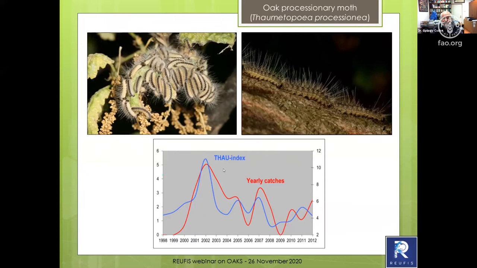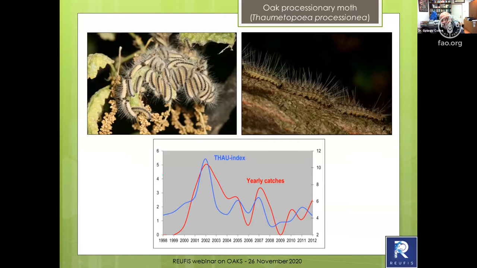And on this graph, you see the weather dependence of the fluctuation of the species. The blue line is a kind of species specific drought index for this oak processionary moth, what we worked out in our institute. And the red line demonstrates the yearly population fluctuation of the species. And the dependence is quite evident. So in other words, we can say that if the spring and early summer is dry and hot, the population will increase. And if the spring and early summer is cold and rainy, the population will decrease.